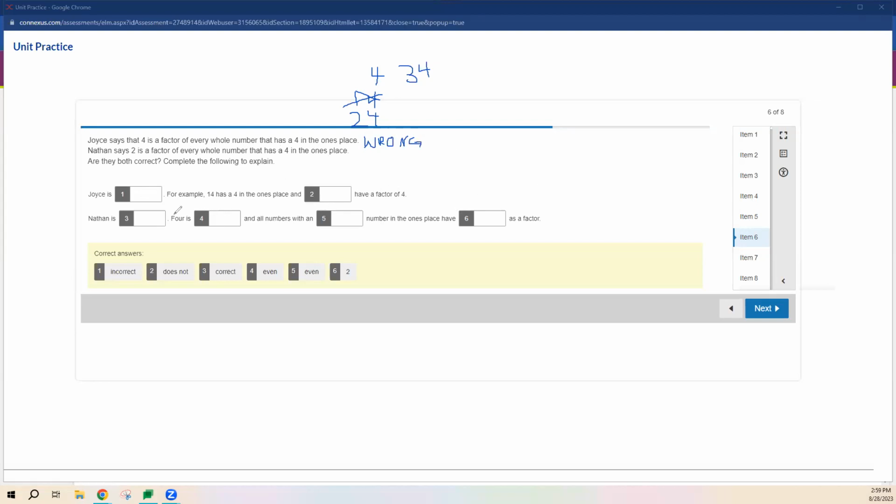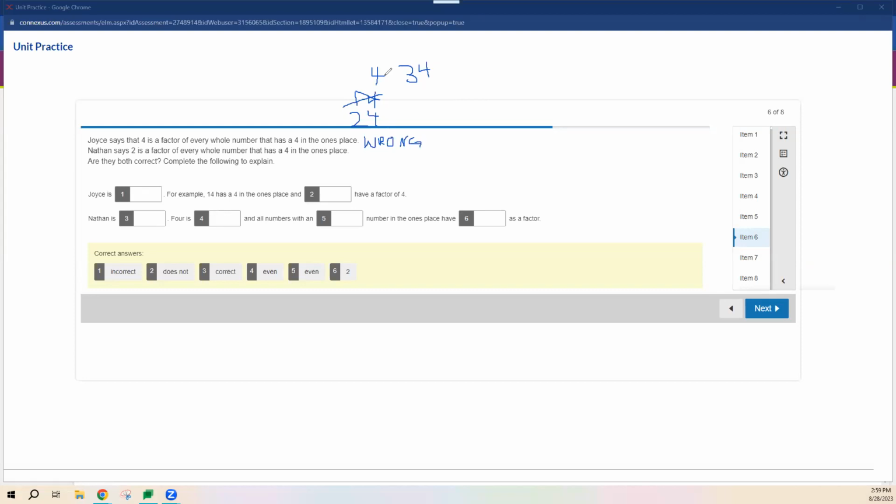All right. Joyce is incorrect. That's the first sentence, right? Joyce is incorrect. Okay. Nathan says 2 is a factor of every whole number that has a 4 in the ones place. So again, let's look at our 4 numbers that we listed.